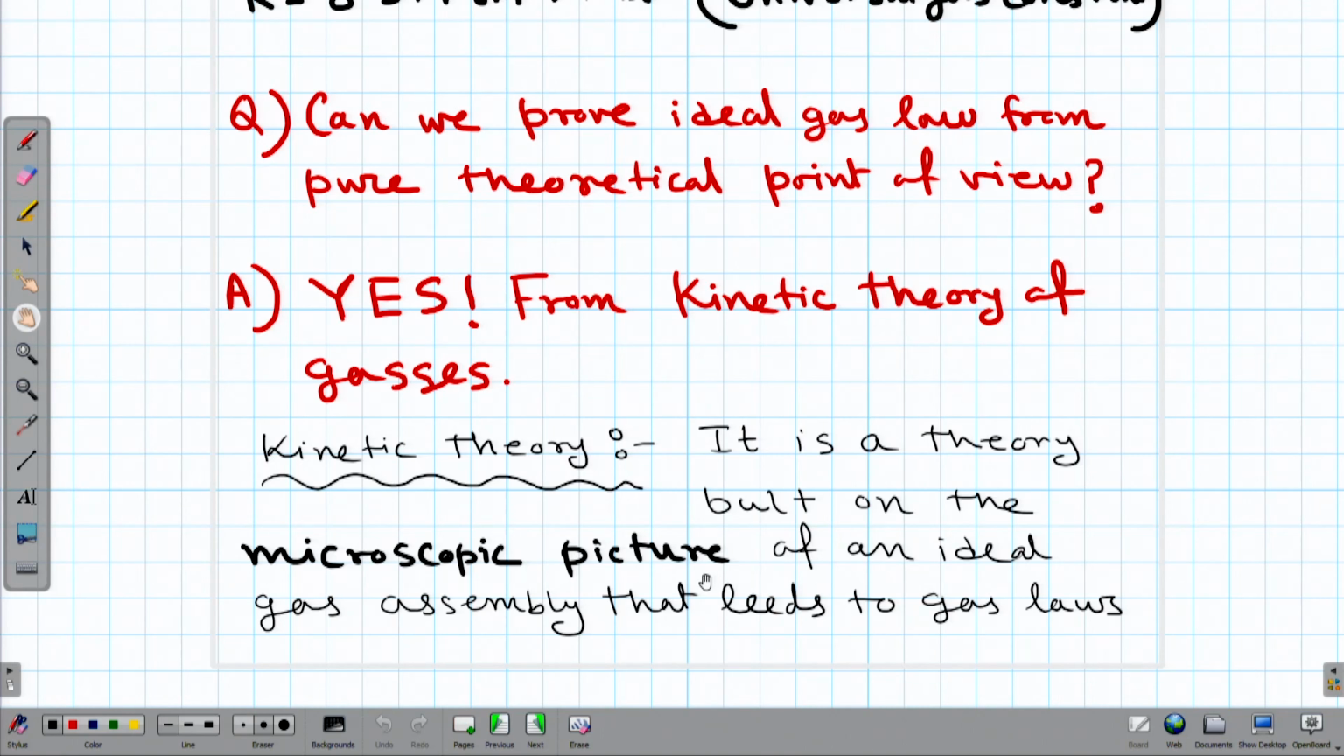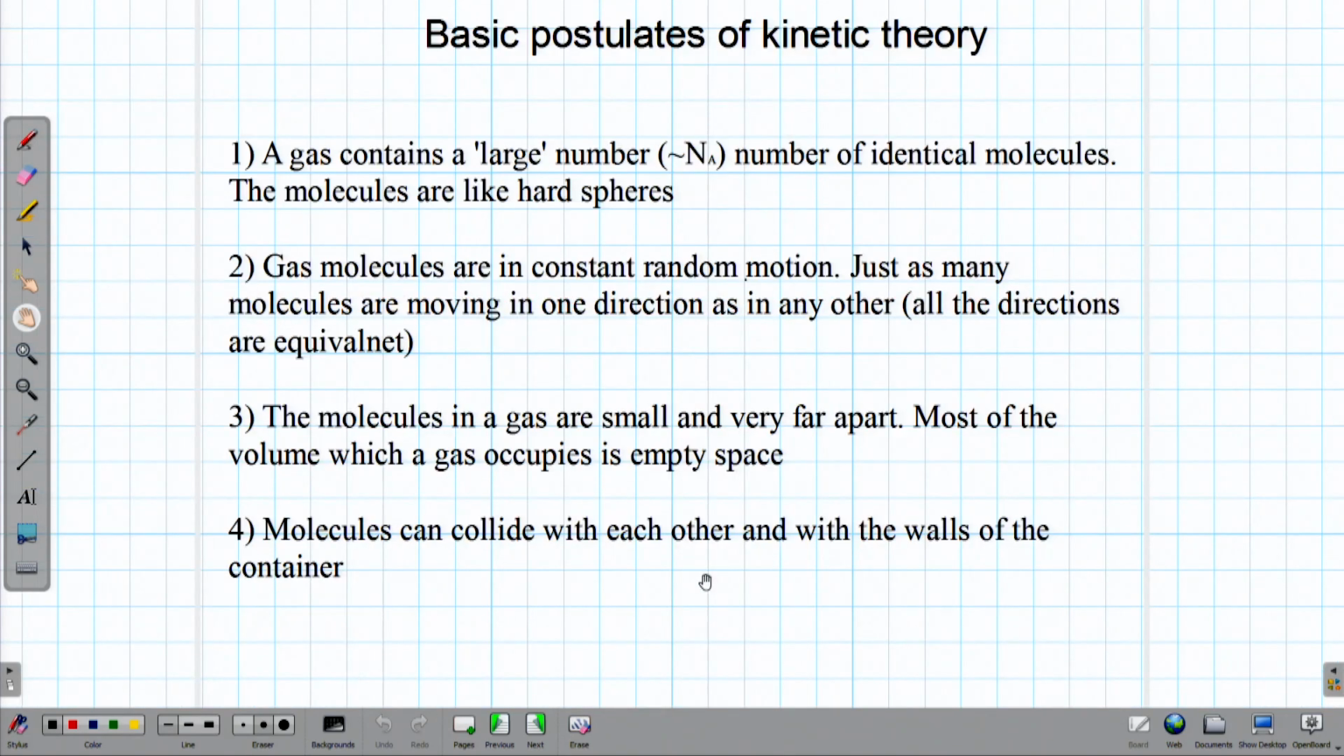Pressure, volume, temperature, all these quantities are macroscopically measured quantities. So, pressure, volume, temperature and n, small n, which is the number of moles, these are all macroscopically measured quantities. But in kinetic theory, we will have a microscopic picture, which I will be discussing very soon, and we will see that this microscopic picture is good enough to explain all these empirical laws. Okay, so without further delay, let us start with the basic postulates of kinetic theory.